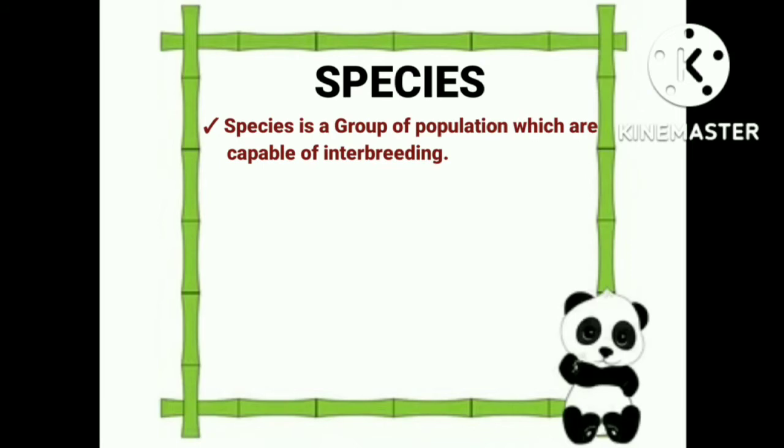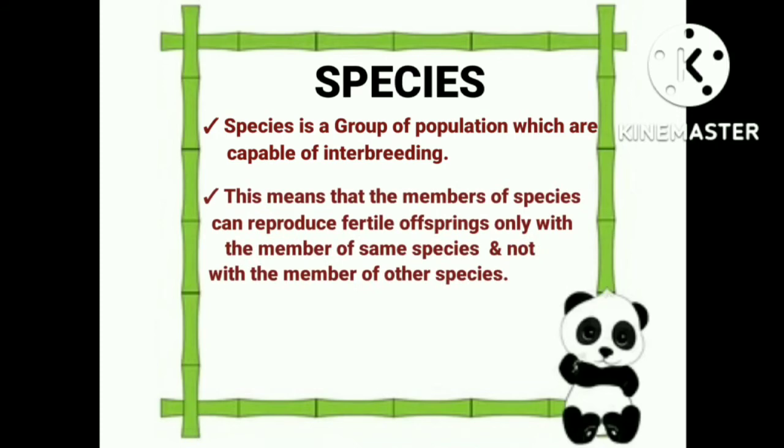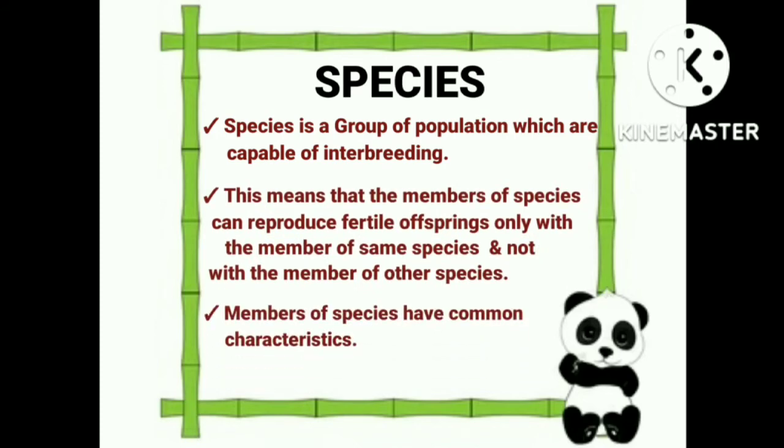Species is a group of population which are capable of interbreeding. This means that the members of a species can reproduce fertile offspring only with the members of their own species and not with the members of other species. For example, a lion is able to breed only with a lion. It cannot breed with the deer. And the members of a species have common characteristics.